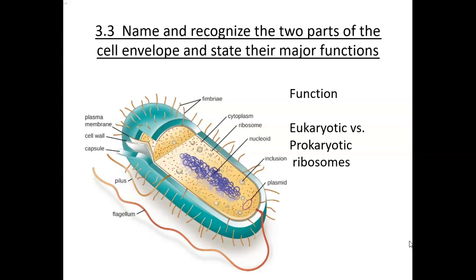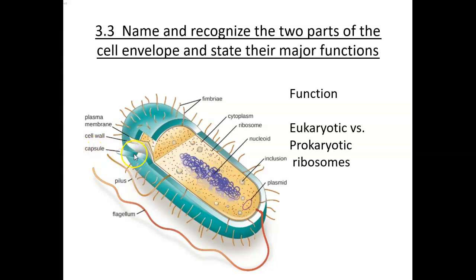The first learning outcome we have is name and recognize the two parts of the cell envelope and state their major functions. So far we're working from the outside of the bacteria and coming in. We talked about flagella, we talked about glycocalyces like capsules, and now we're going to the next layer.